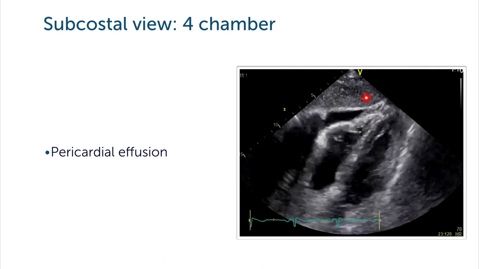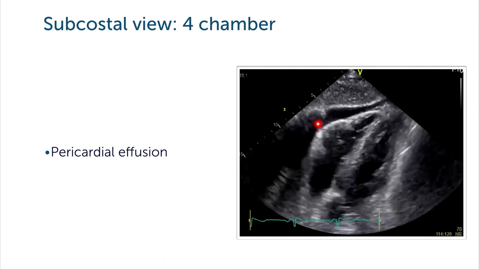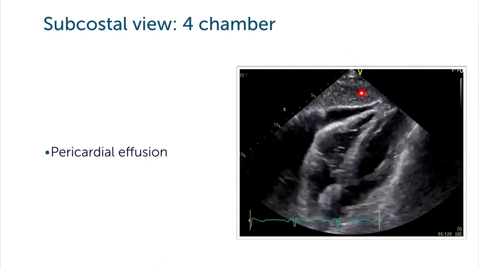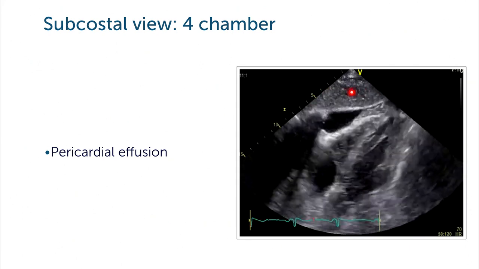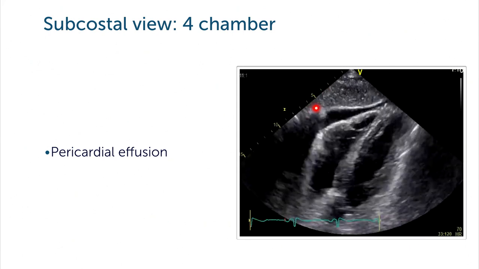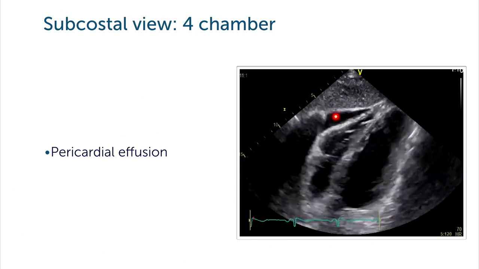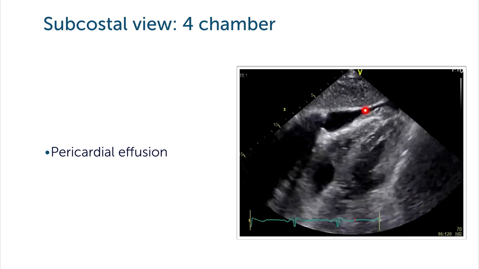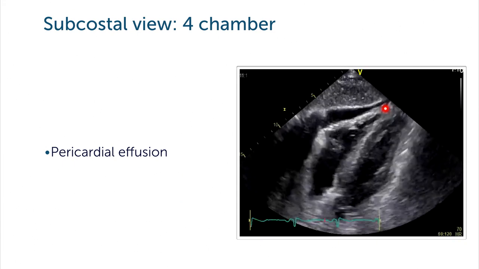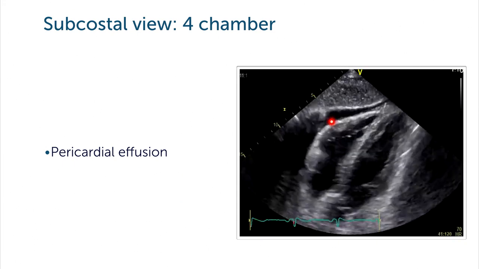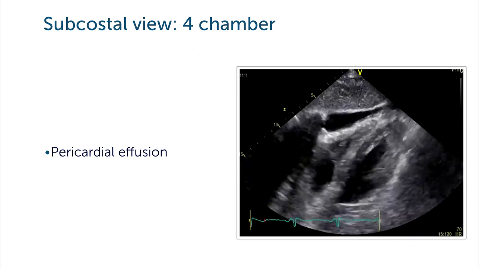Another very important reason to perform a subcostal 4-chamber view is the detection of a pericardial effusion. Now we do have a gap between the liver and the heart. This is the diaphragma and also the pericardium at the same time, and this is the echo-free space. We do have some structures which are on the heart. This is epicardial fat, but this here is the pericardial effusion.